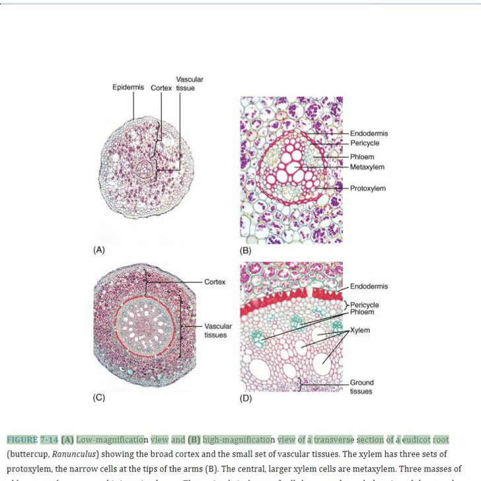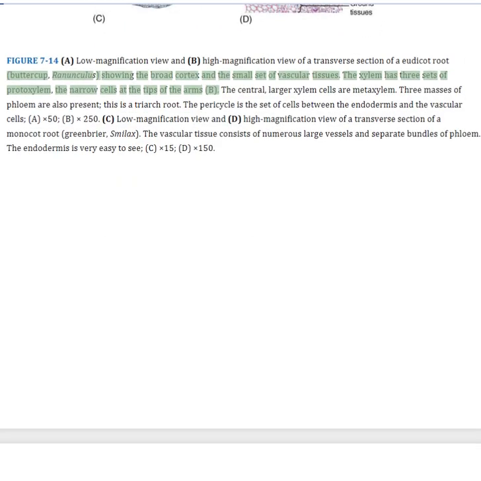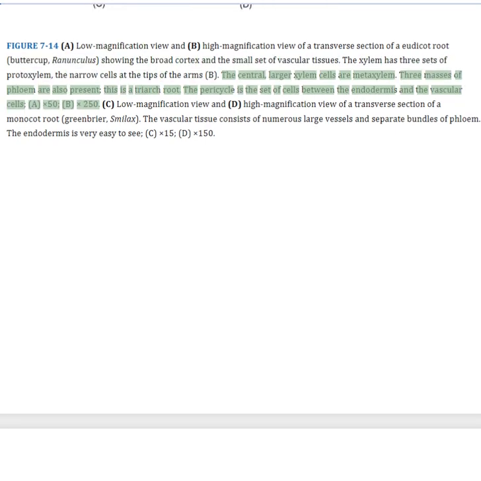Figure 7.14. Low magnification view and high magnification view of a transverse section of a eudicot root, showing the broad cortex and the small set of vascular tissues. The xylem has 3 sets of protoxylem, the narrow cells at the tips of the arms. The central, larger xylem cells are metaxylem. 3 masses of phloem are also present. This is a triarch root. The pericycle is the set of cells between the endodermis and the vascular cells.